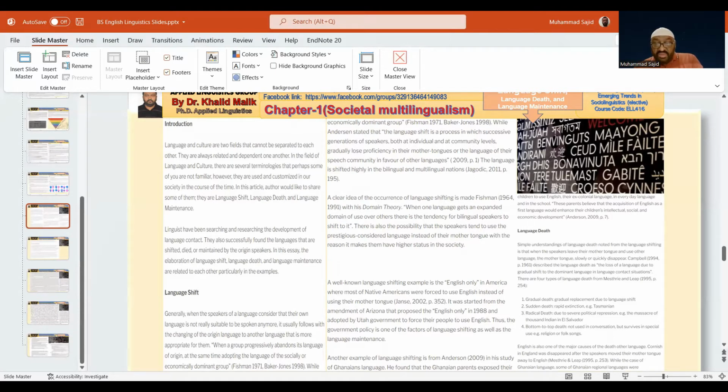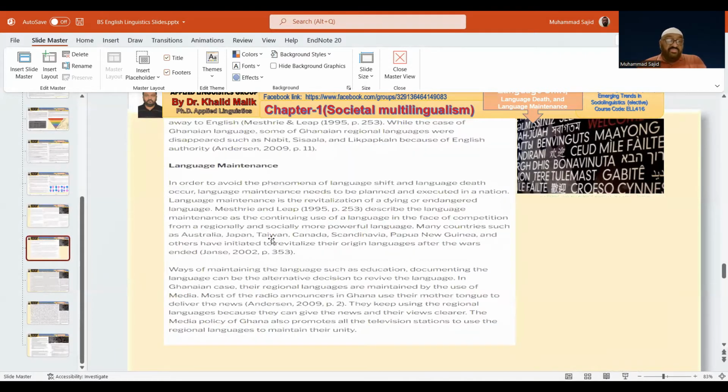Okay, and then the case of the Ghanaian languages, spoken in Ghana, an African country. Some of Ghana's regional languages were given up for English, and some of them disappeared, such as Nabit, Sisala, and Likpakpaln, because of English authority.